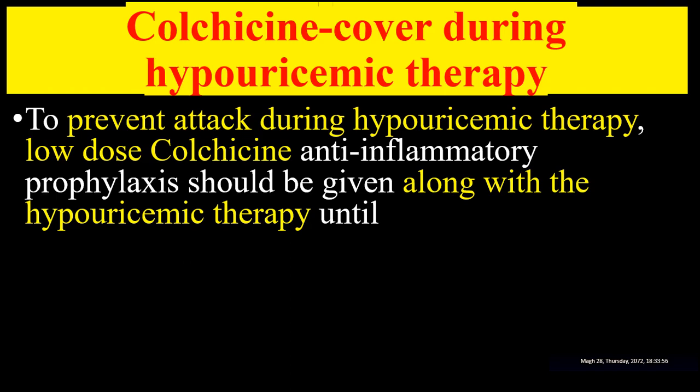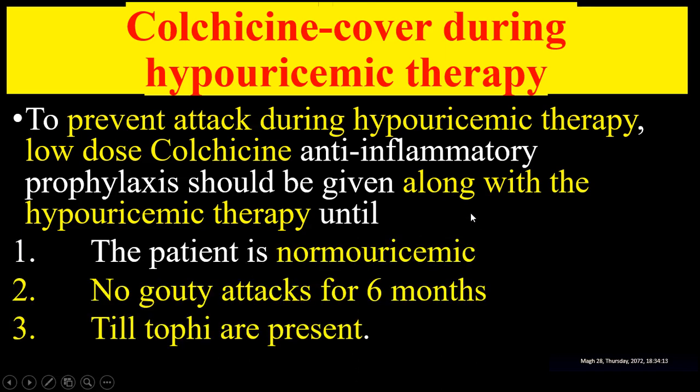That's why it may crystallize in the joint and cause the acute symptoms. So while starting hypouricemic therapy, you have to give low dose colchicine along with the hypouricemic therapy, till the patient becomes normouricemic, that is below 6. If the patient has no attack for 6 months, the tophi get cured, or dissolved, and they go away when you continue the hypouricemic therapy for quite some time.